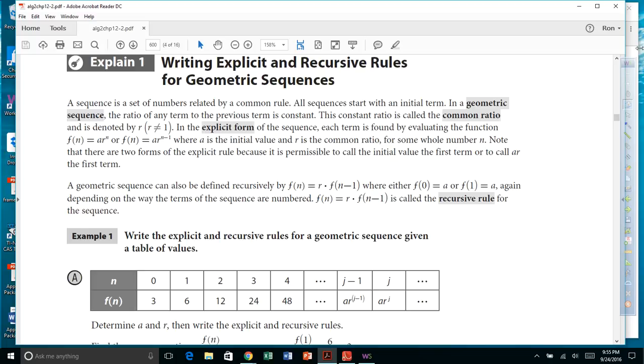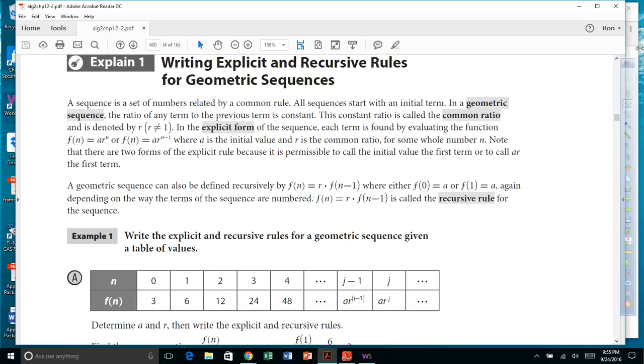In the explicit form of the sequence, each term is found by evaluating the function f of n equals a times r to the nth power, or f of n equals a times r to the n minus 1 power, where a is the initial value and r is the common ratio for some whole number n. Note that there are two forms of the explicit rule because it is permissible to call the initial value the first term, or to call a times r the first term.